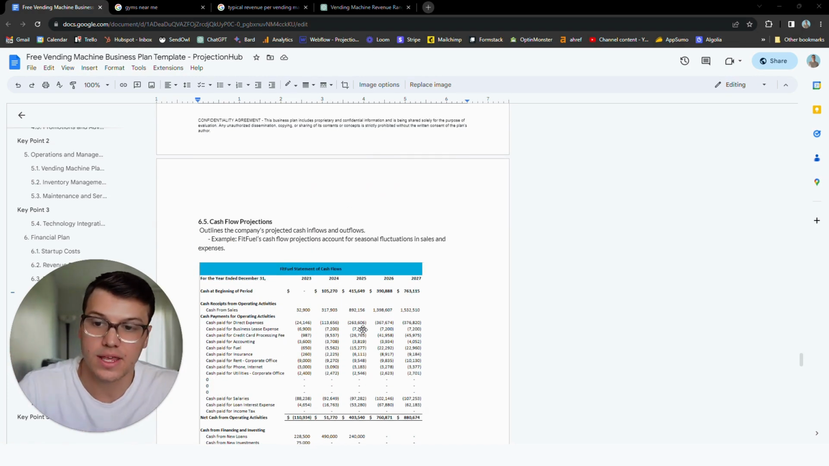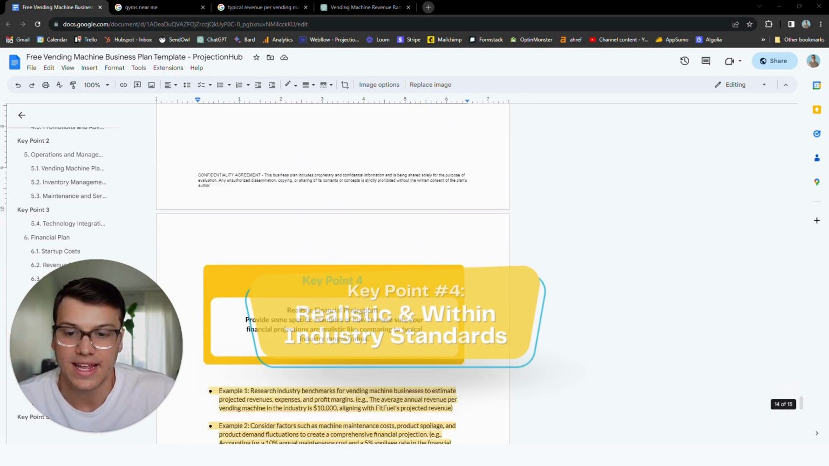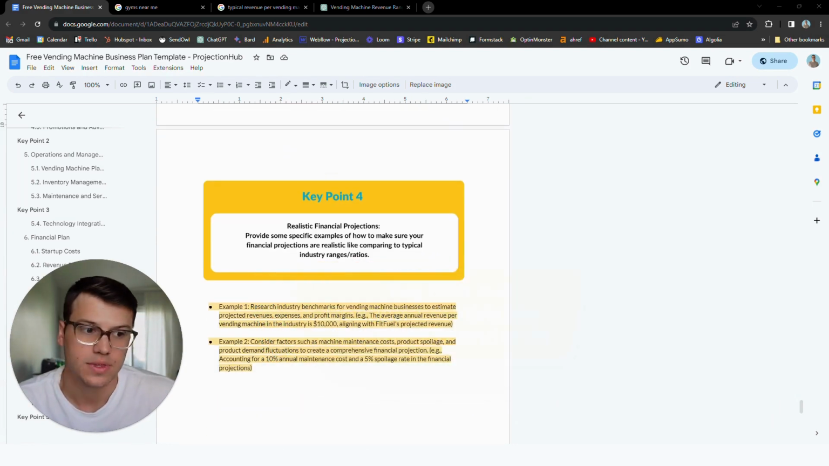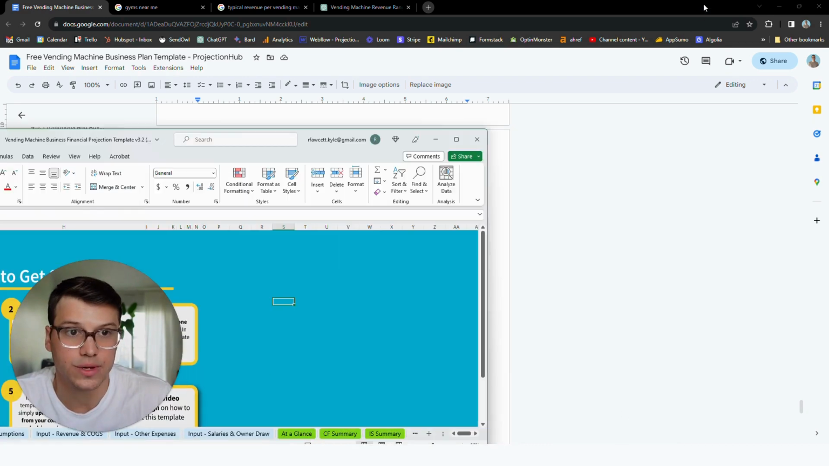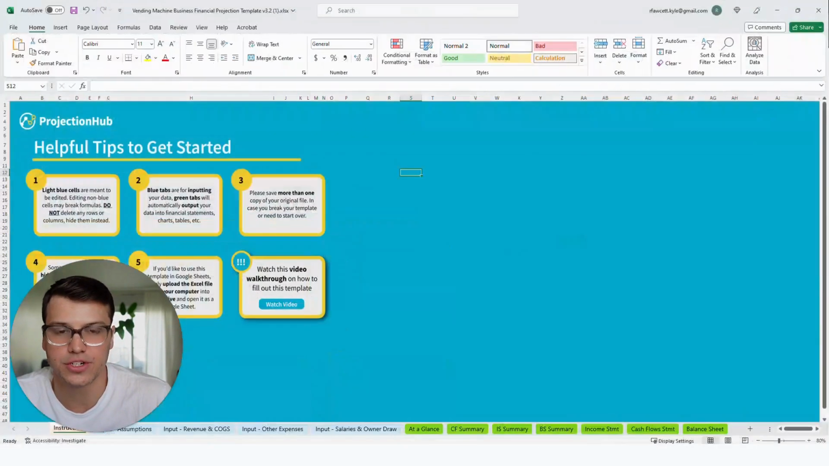Projections, though, themselves are not key point number 4. What is key point number 4? It is realistic financial projections. Some people would say, well, how am I supposed to know what's realistic and what's within industry expectations? And the answer is pretty simple. Just Google it. As a really quick demonstration, let me pull this set of projections back up.